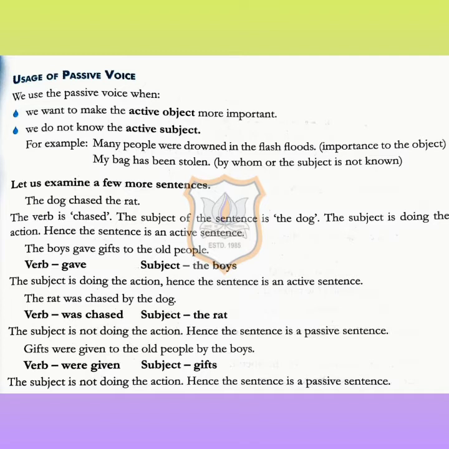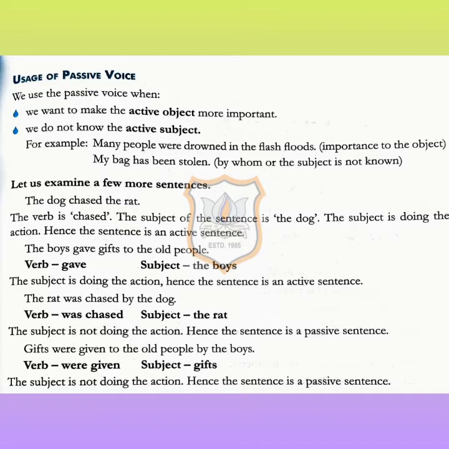Let us examine a few more sentences. The dog chased the rat. The verb is chased here. The subject of the sentence is the dog. Dog is the subject and the verb is chased. The subject is doing the action, hence the sentence is an active sentence. So dog is the subject and dog is doing an action, right?